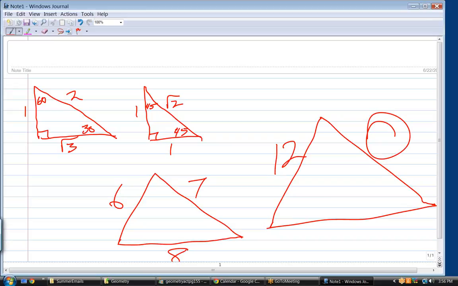14. Yeah, the similarity ratio is 2 to 1. So I'm going to take that 2 to 1 and multiply it by 7. And what's this side down here? 16. Yeah. And those two triangles are similar.